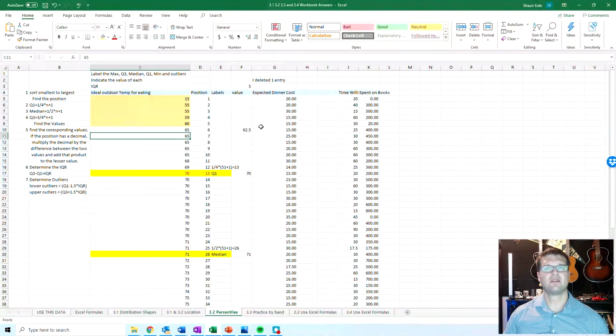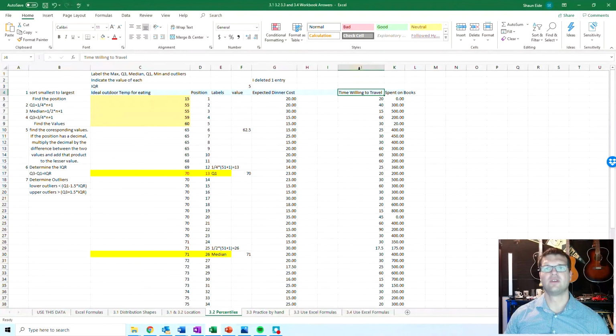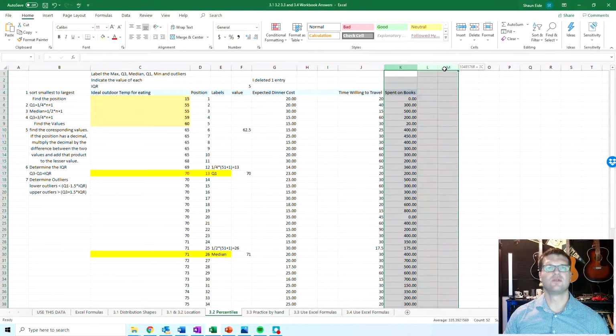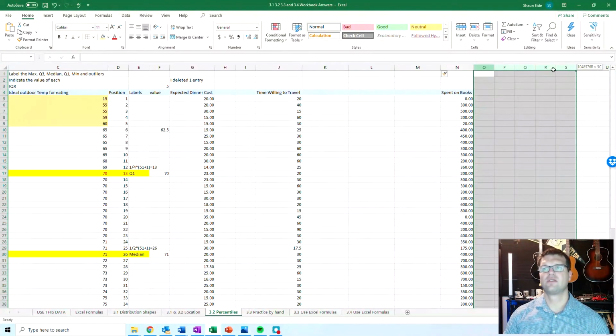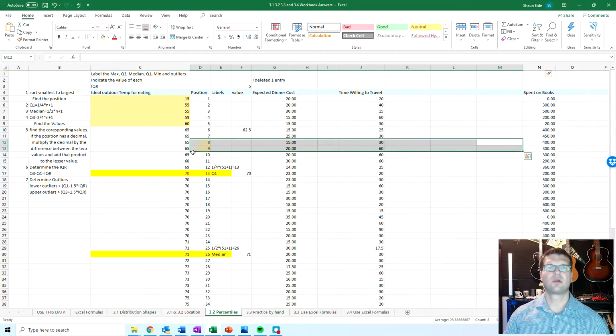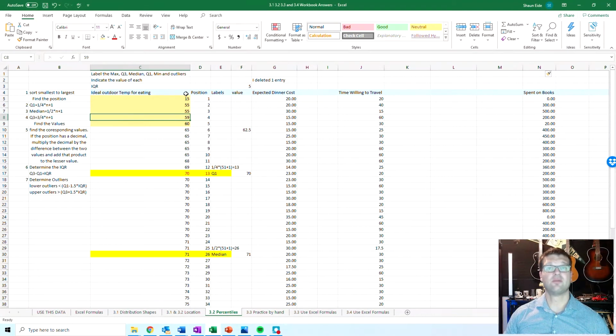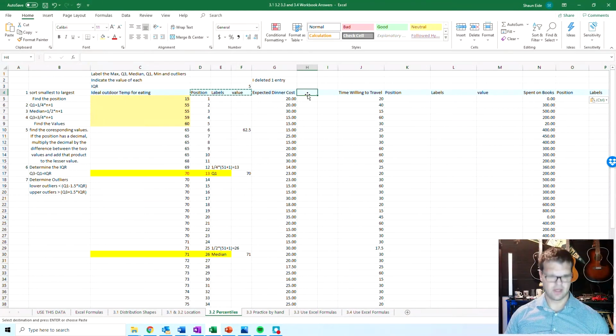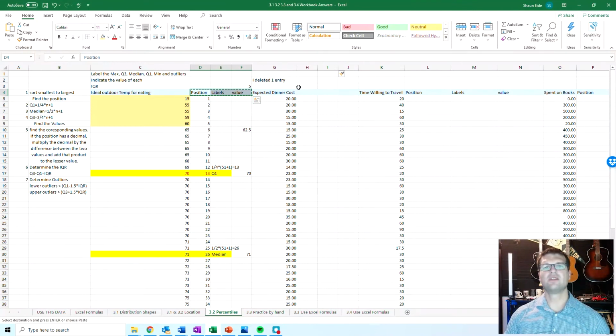So I've got some data here from the Use This Data tab, and I copied and pasted just a few of those into this worksheet. I included ideal outdoor temperature, expected dinner cost, time willing to travel, and amount spent on books. What we're going to do is find the position and the values for the different points in this data set. So we have expected dinner cost, time willing to travel, and we're going to insert one more here. There we go. I already did the first one, and I'm going to show you.